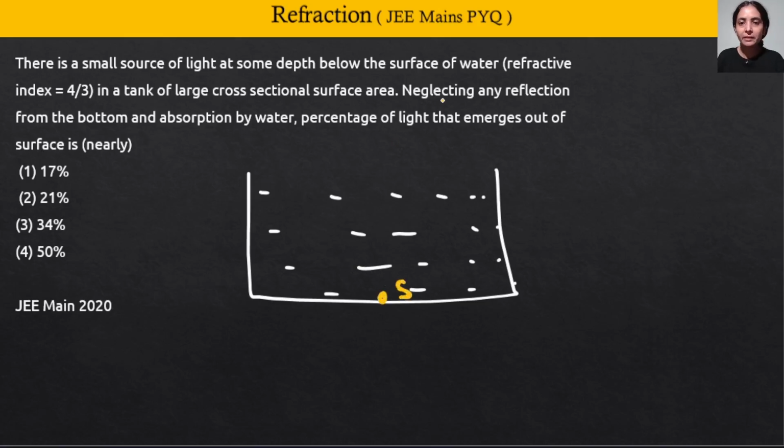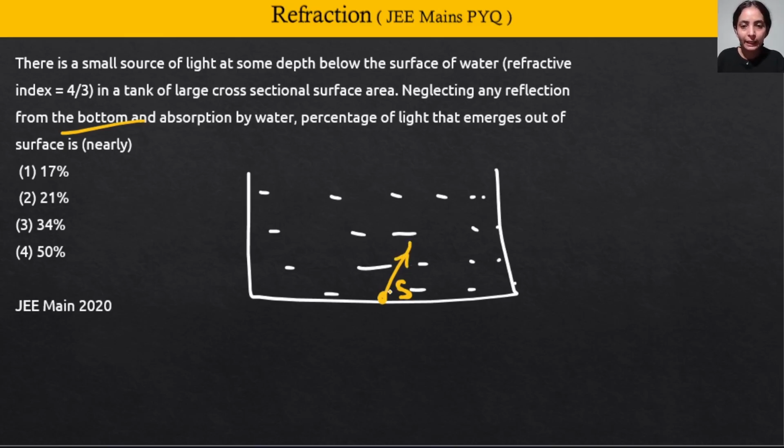Now what else is given? Neglecting any reflection from the bottom and absorption by water, percentage of light that emerges out of the surface. So we have to talk about how much percentage of light which is getting released from the source is actually coming out from the surface. And while this is happening, we have to neglect certain things. I mean, when light goes out from here, some of it may get absorbed by water, but we have to consider that there is no absorption happening.